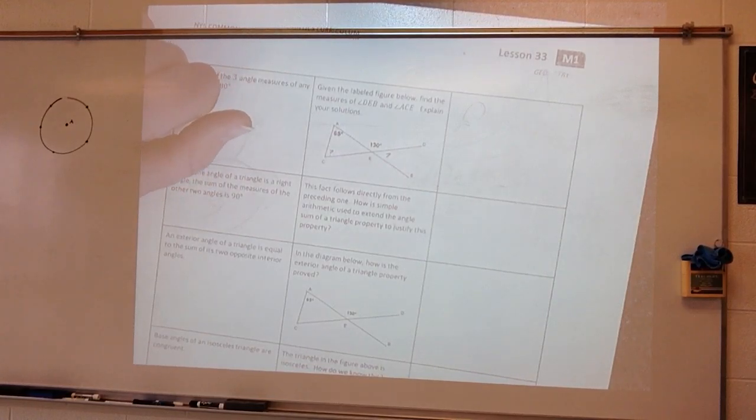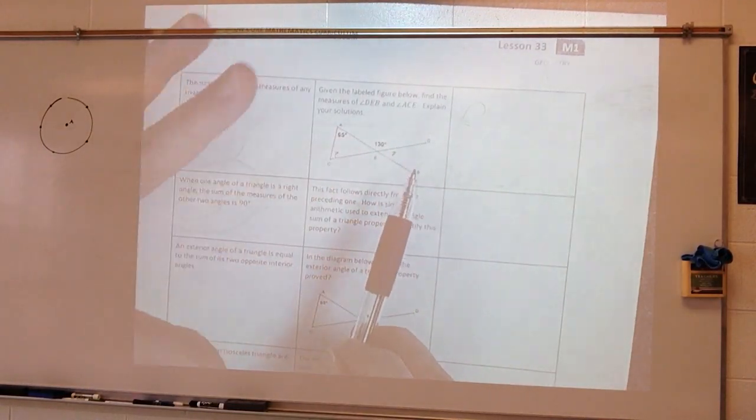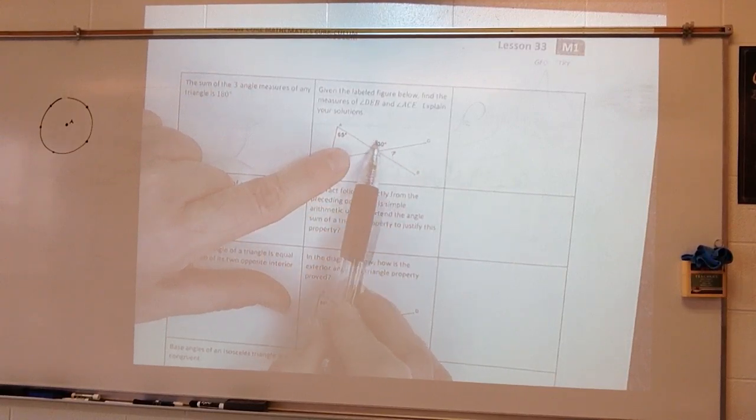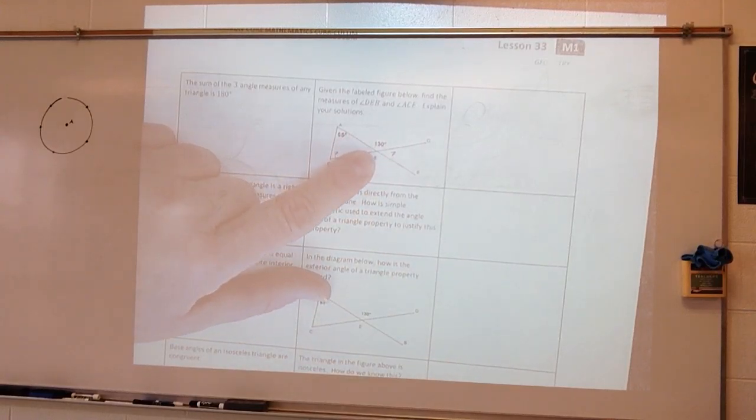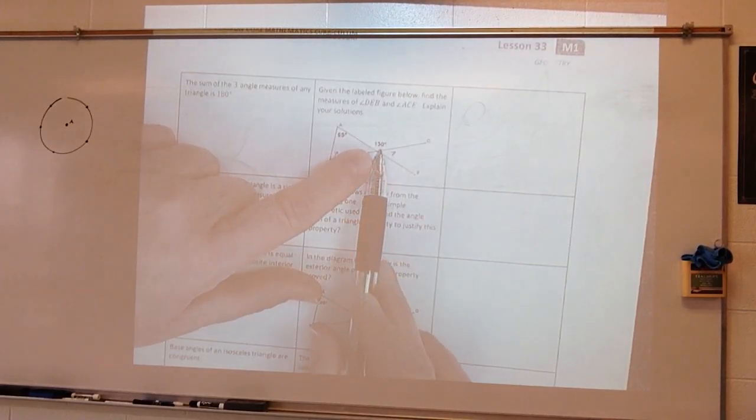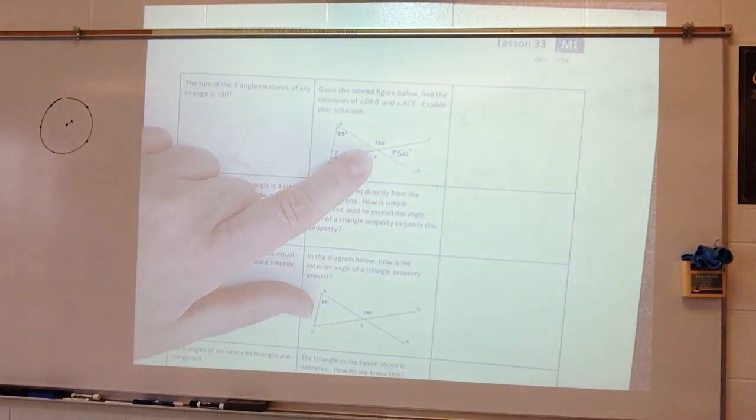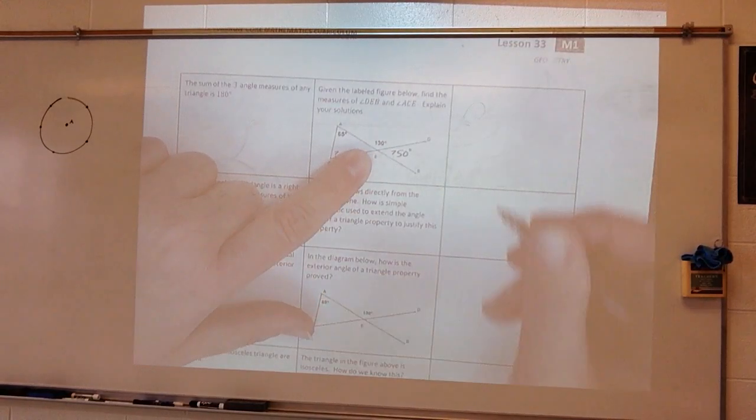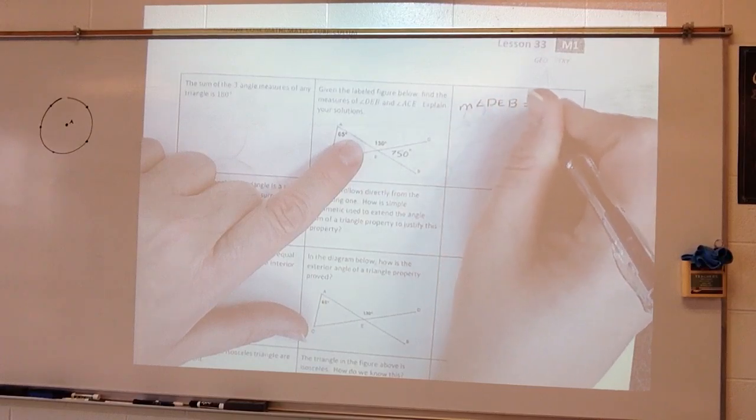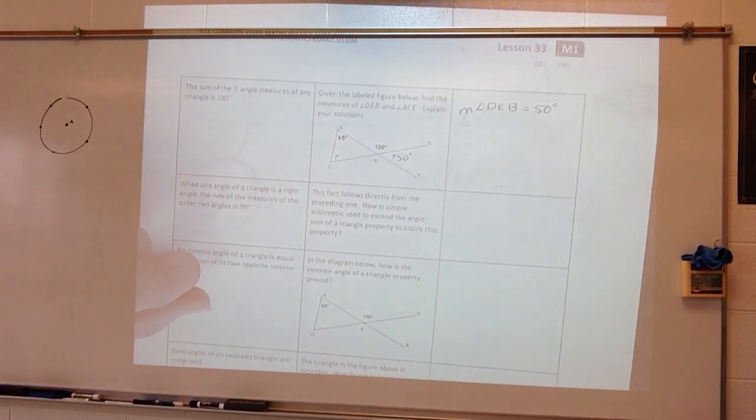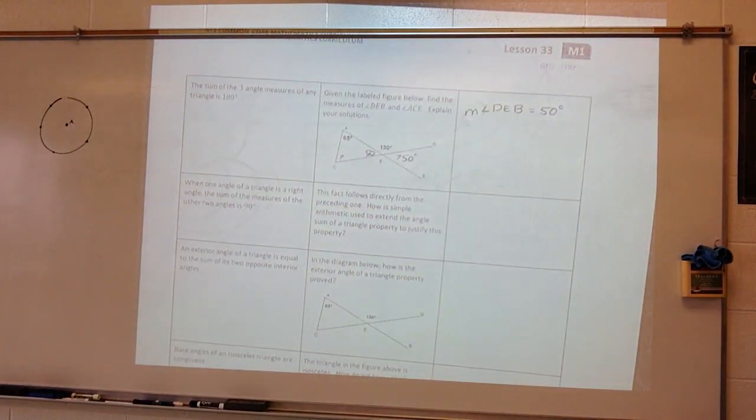Well, let's think about this. I've got some perpendicular bisectors here. I'm sorry, not perpendicular bisectors. I've got linear pairs here. So in order to figure this out, if it's a linear pair, it's 180 degrees. So 180 minus 130 would be 50. So this angle right here is 50 degrees. So the measure of angle DEB is 50 degrees. Which then tells me that this is 50 degrees because of vertical angles.